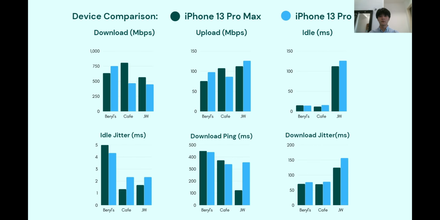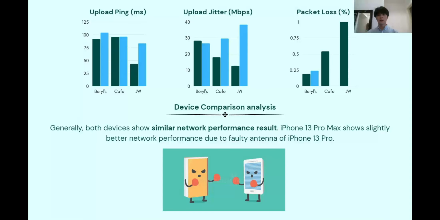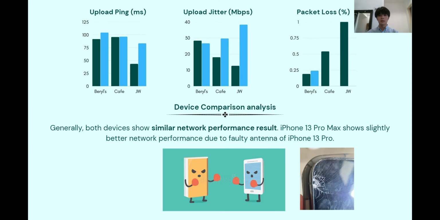When we measured the data for device comparison, all the readings were taken at the same time and at the same location using both devices side by side. The readings were measured from 3 different locations, namely Burley's Chocolate Company, Alice Signature Cafe, and JW Equipment Company. Lots of parameters were considered. From the bar charts, we can discover that in general, both devices show similar network performance, but the iPhone 13 Pro Max shows slightly better performance. We speculate this is because the body of the other device is badly damaged, especially the part where the antenna is placed.